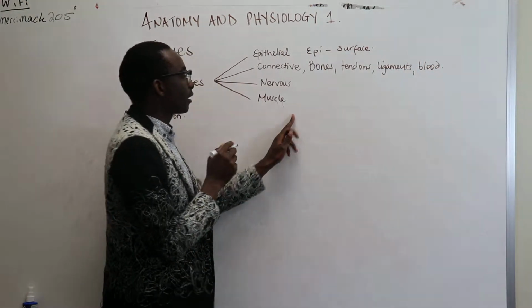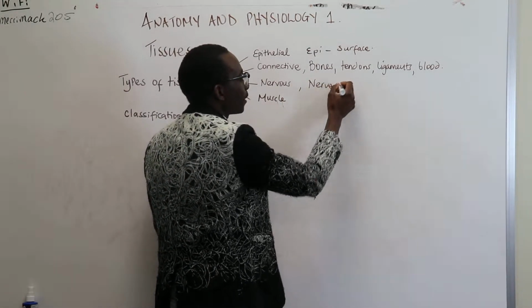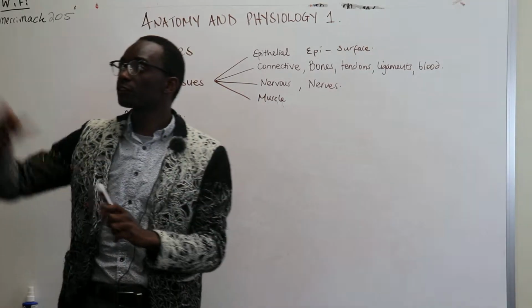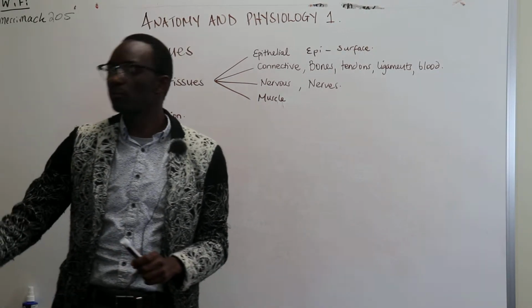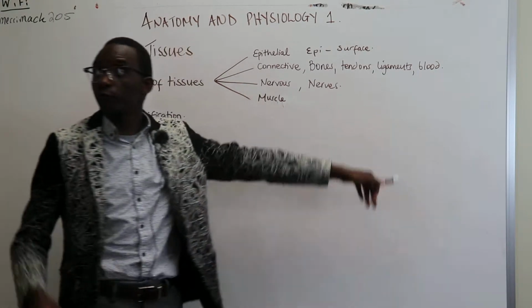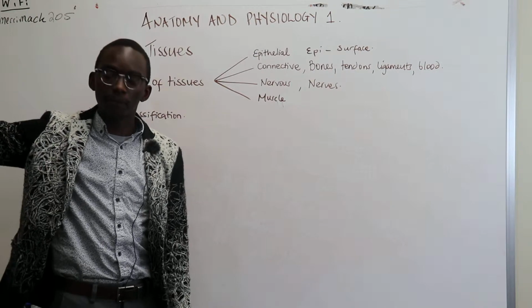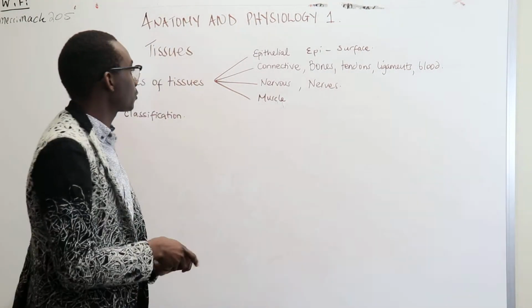Under nervous, here we have the nerves. The nerves from the central nervous system, from the brain, into the peripheral nervous system and the autonomic nervous system. All those nerves play a role in transmission of nervous impulses to all different types of tissues.